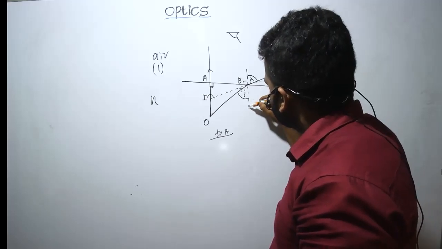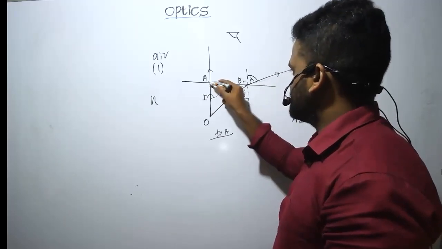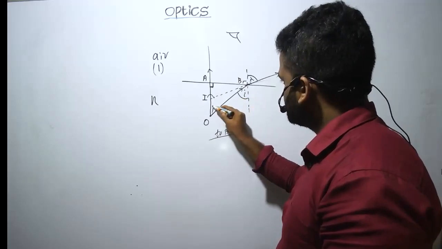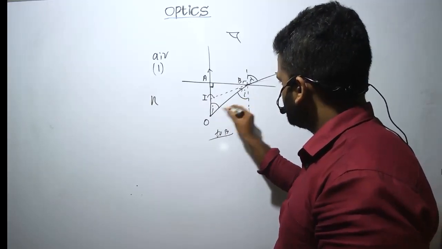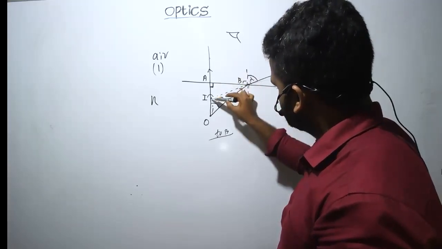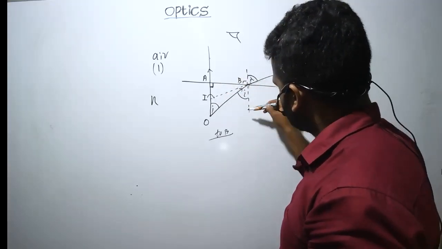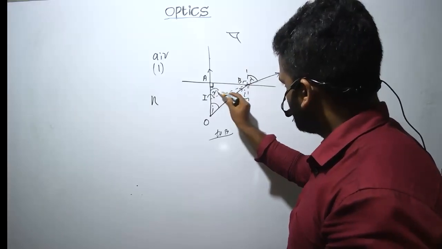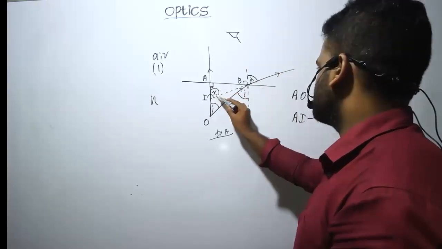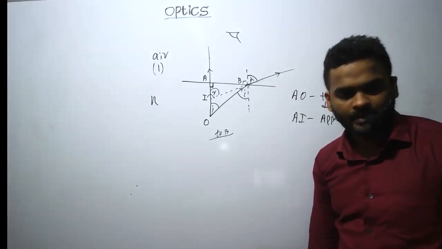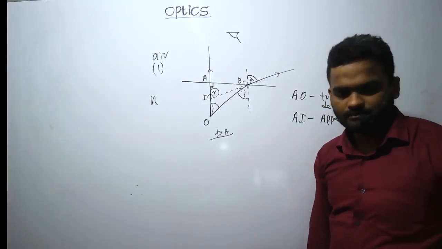Then we can say if this is I, these two lines are parallel. If this is I, this also should be I. Then you have R here. These two are parallel. If this is R here, this also should be R. This is the same line. Okay. Now we have I and R.